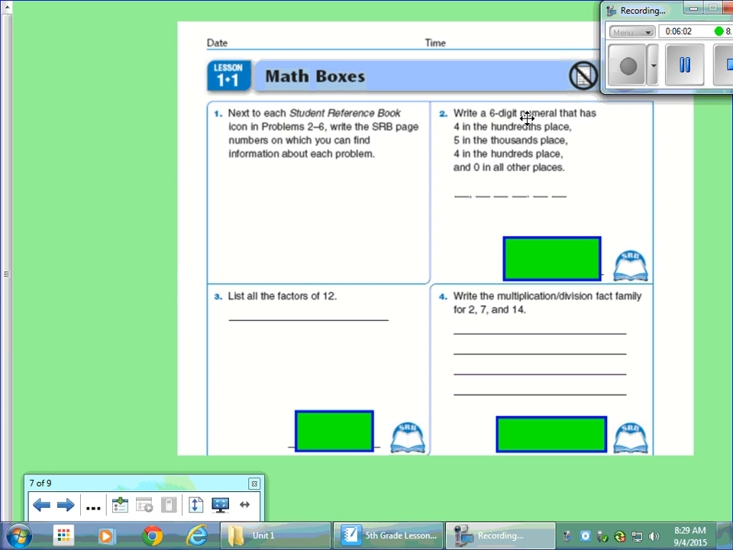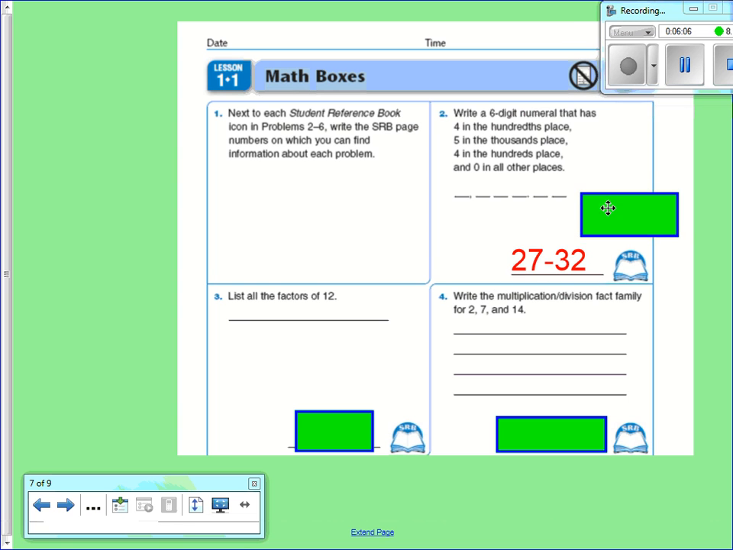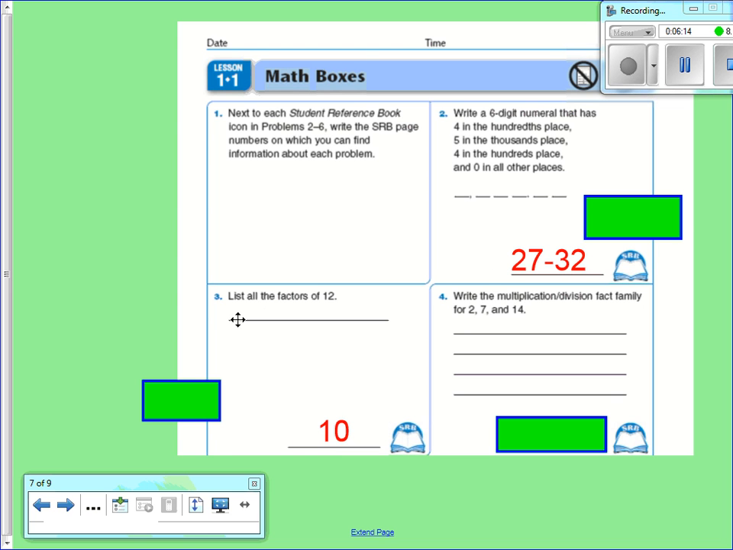Write a 6-digit numeral that has 4 in the hundredths, 5 in the thousands, and so on. Go ahead and look at pages 27 to 32 in your student reference book. It will help refresh you on place value. List the factors of 12. We're going to be doing a lot with factors in Unit 1. So if you're having trouble remembering, there are factor rainbows. If you don't remember what a factor rainbow is, I'll be teaching you that, no problem. Also take a look at page 10 to refresh your memory on that.